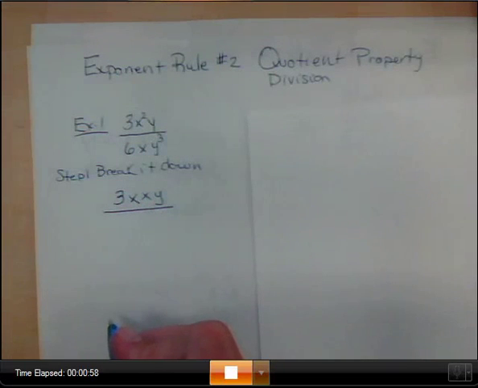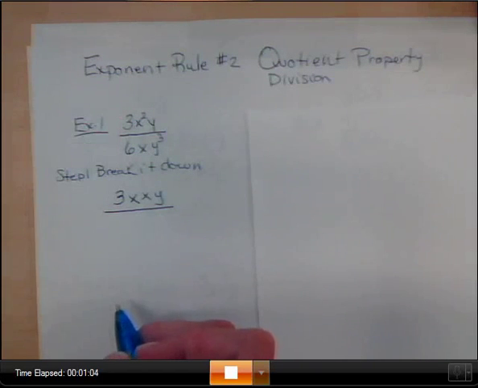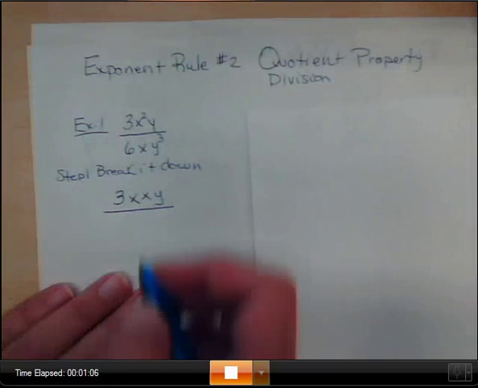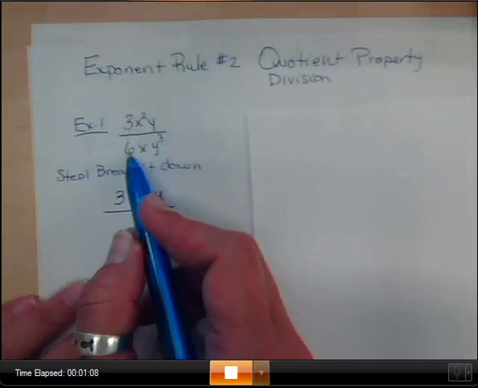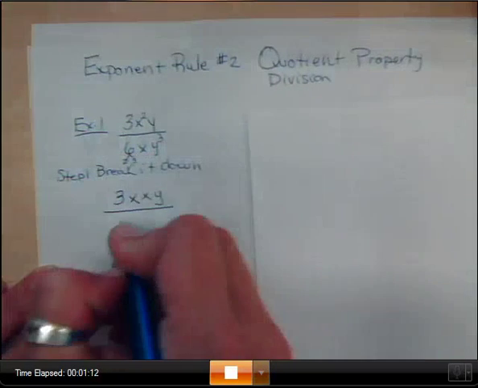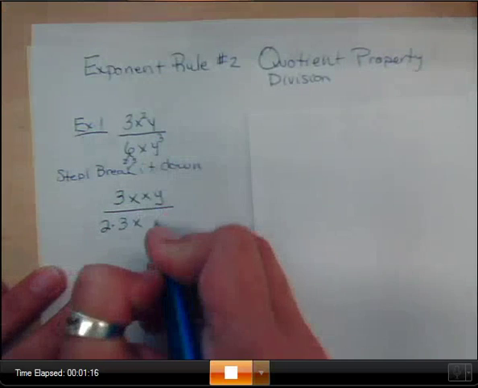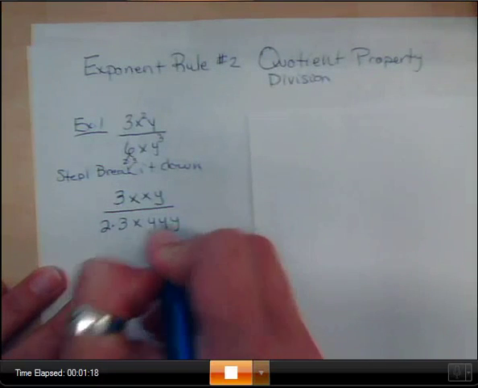Remember, a fraction is just a division problem that has not been worked out yet. So this would actually be considered an algebraic fraction because there are variables in it. So let's look at 6. 6 breaks into 2 and 3. So we'll write 2, 3, x, and then we have y, y, y.